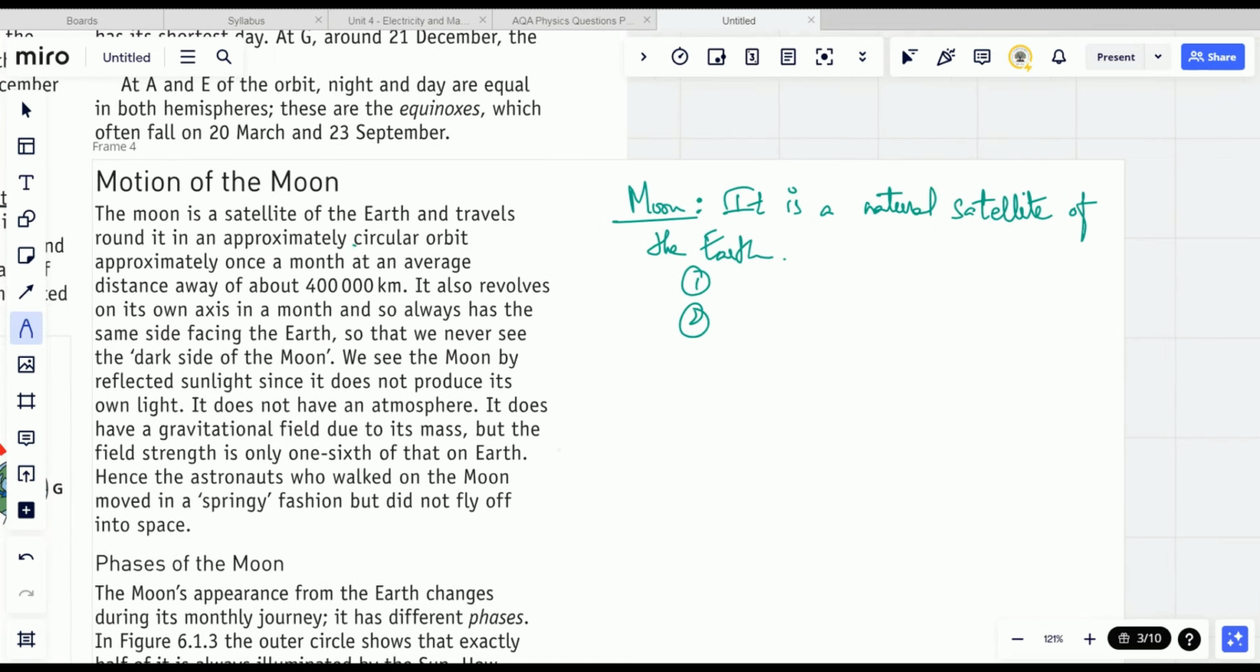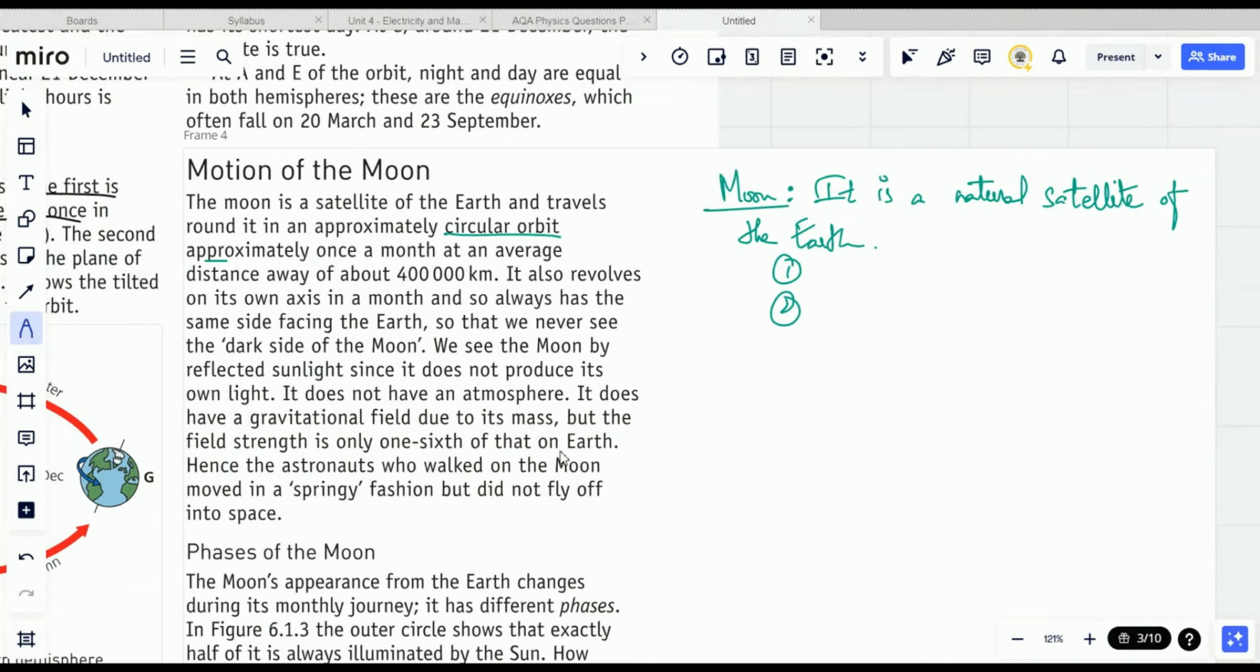It is an approximately circular orbit, approximately once a month, at an average distance of about 400,000 kilometers. And it revolves on its own axis in a month and also always has the same side facing the Earth, so that we never see the dark side of the moon. What do they mean by this? Any idea?